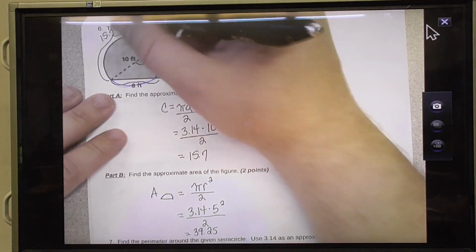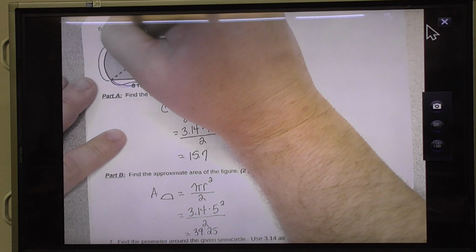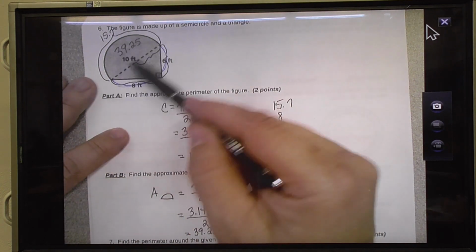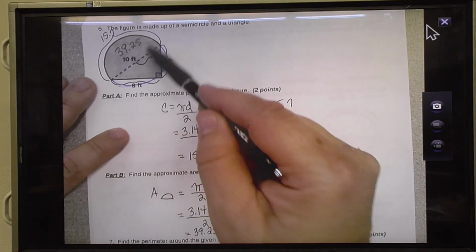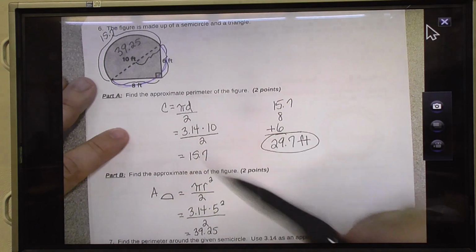So inside of this semicircle, that area is 39.25. Now, that's not the whole shape. That's just this stuff right here. This gray section is equal to 39.25. I've got to figure out what this other section is equal to.